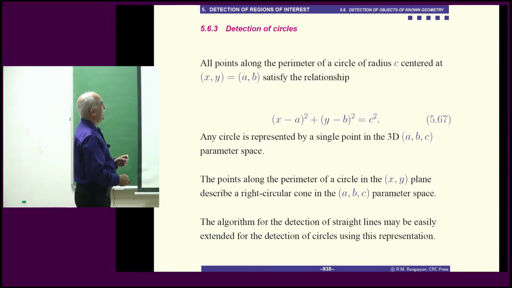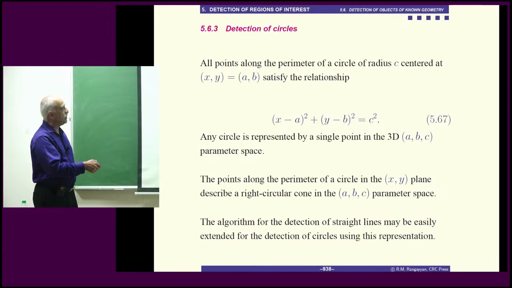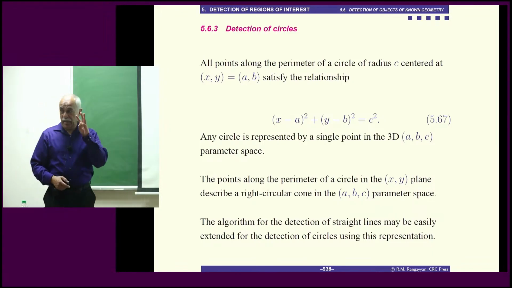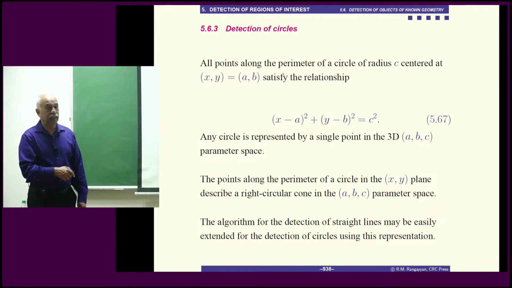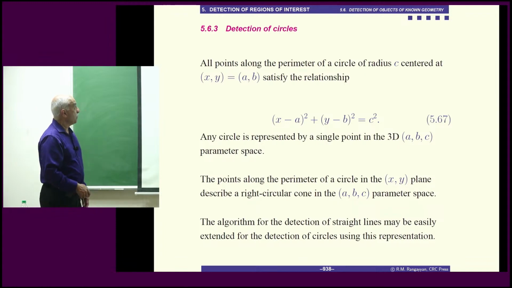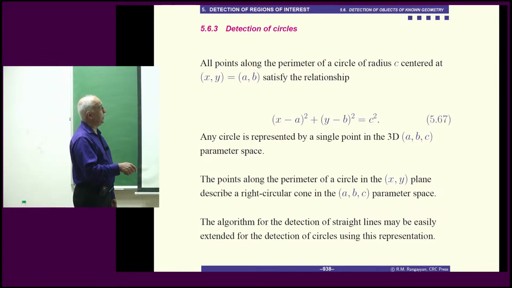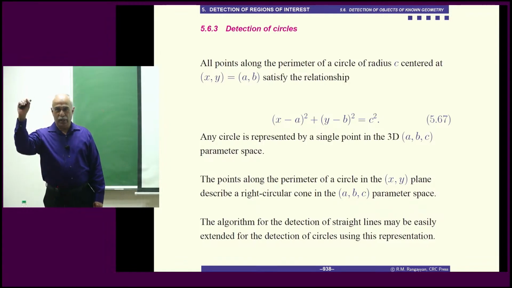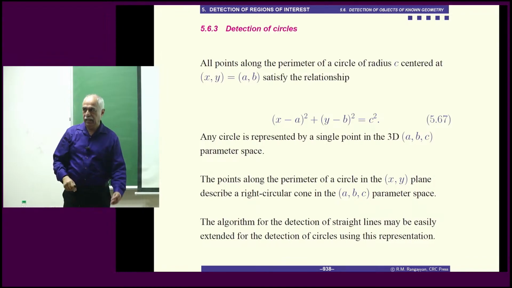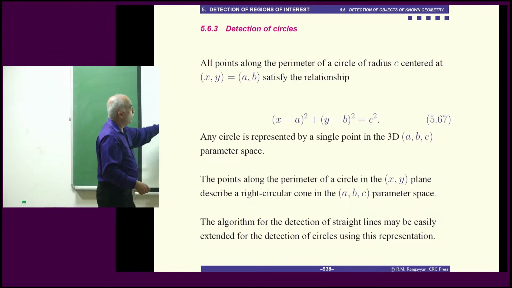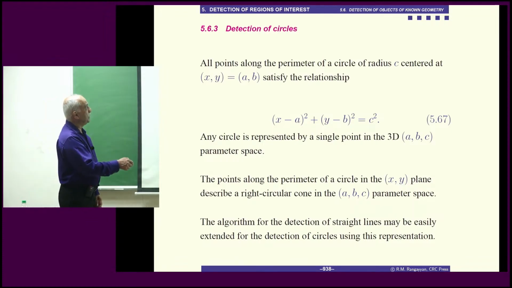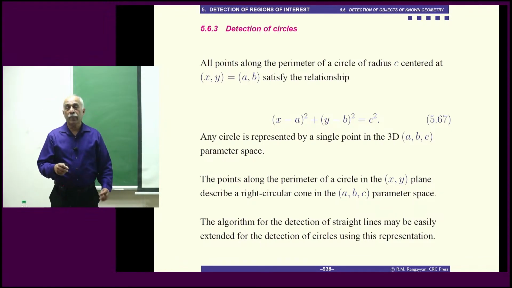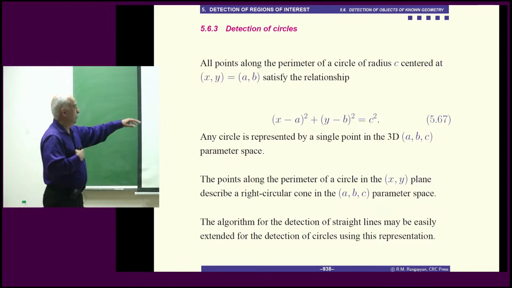Detection of circles. The equation for a circle is x minus a squared plus y minus b squared is c squared. Now we have 3 parameters. The xy input space is only 2, but the parameters for the circle are a, b for the center and c for the radius. So a circle is represented by a single point in the 3D space, ABC. One point in that space, ABC, is a circle in the xy space. The points along the perimeter of a circle in xy space describe a right circular cone in the ABC space. So if x and y are fixed, then you get an equation in ABC. What will that define? A right circular cone.